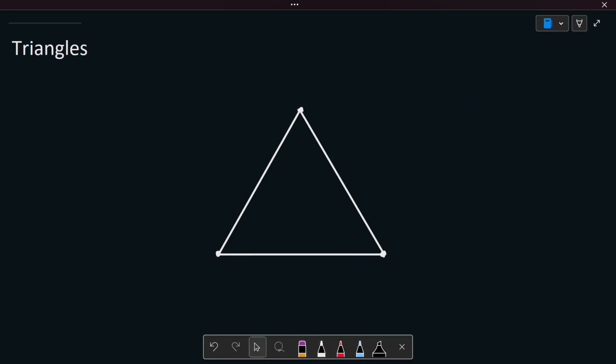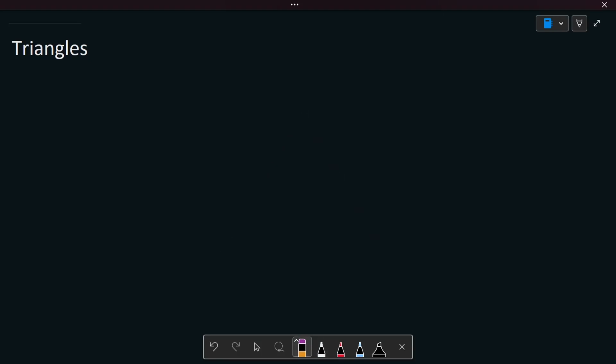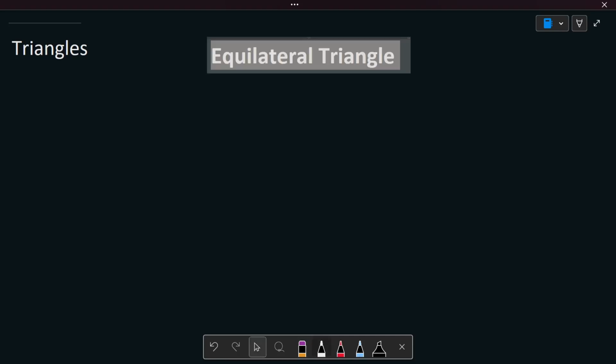Okay, now the second last part of this triangle introduction is going to be naming different types of triangles. And yes, of course, triangles have names. There are different types of triangles, but I'm just going to draw them individually and show you how they would look. So the first triangle we are going to be dealing with is the equilateral triangle.